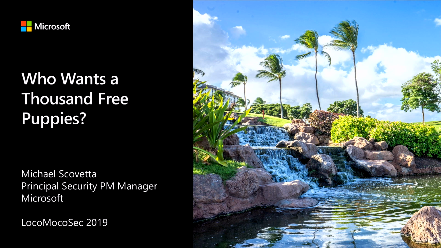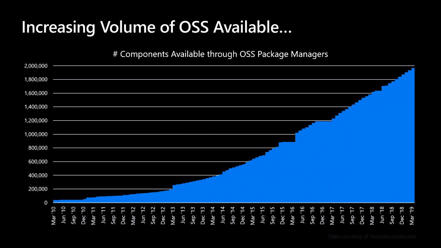There's a huge and increasing number of open source components available. This is the aggregate number of components available in NuGet, NPM, Ruby Gems, and 15 or so other lesser package managers. This comes from a website called Module Count, so there is some duplication here, but you can see the number is close to 2 million. And it's increasing pretty linearly.